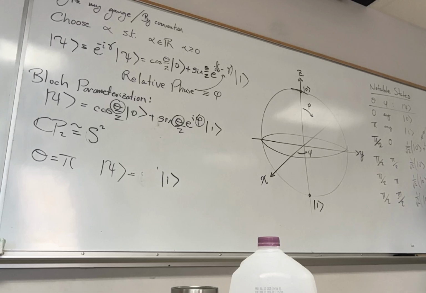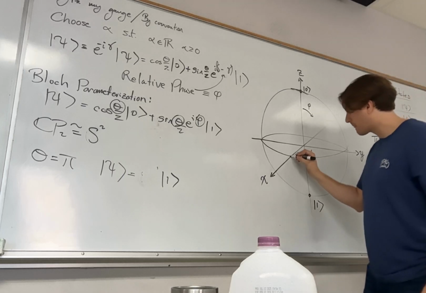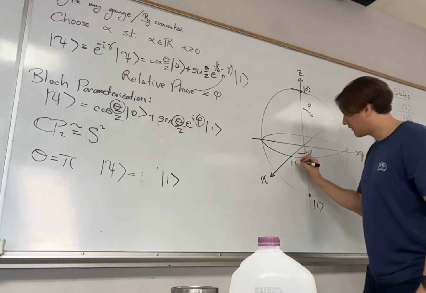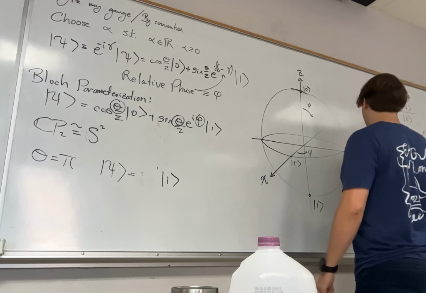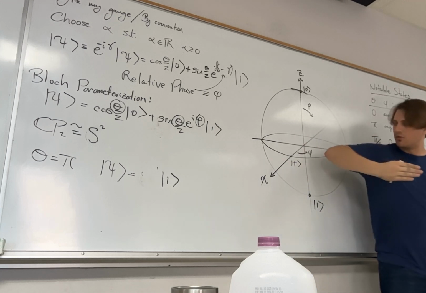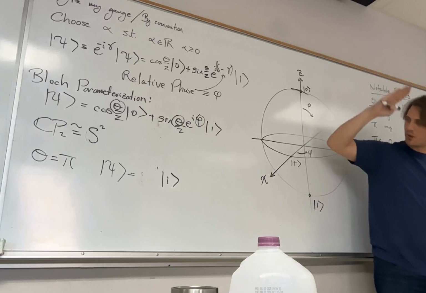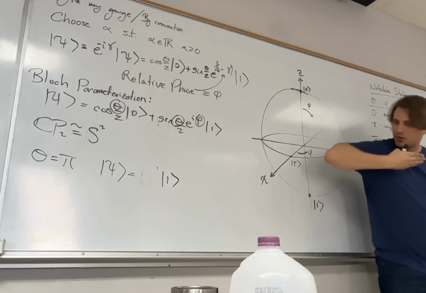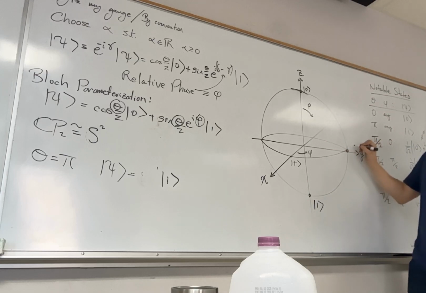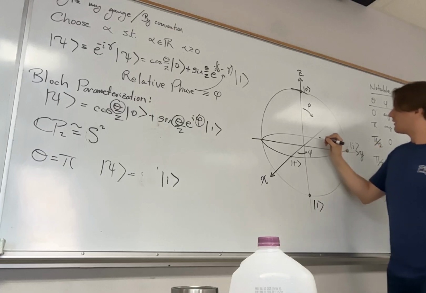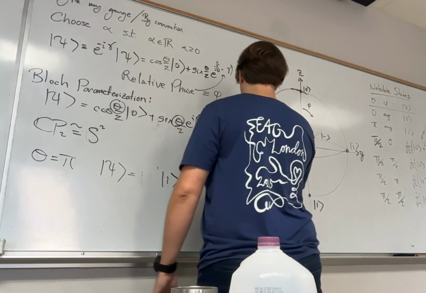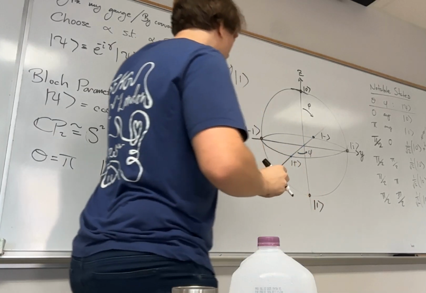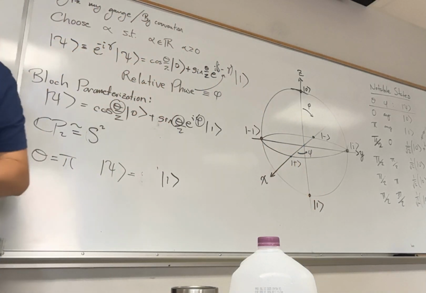Let's plot where they live on the Bloch sphere. This is the plus state. This is theta equals pi over 2, phi equals pi over 2. This is the i state. This here is the minus state, and this is the minus i state. So these are our 6 friends, these states.